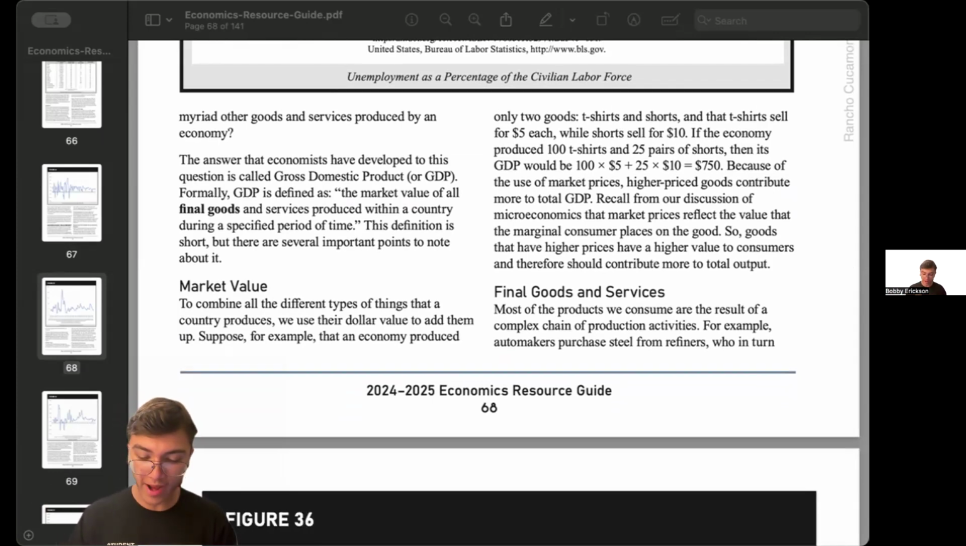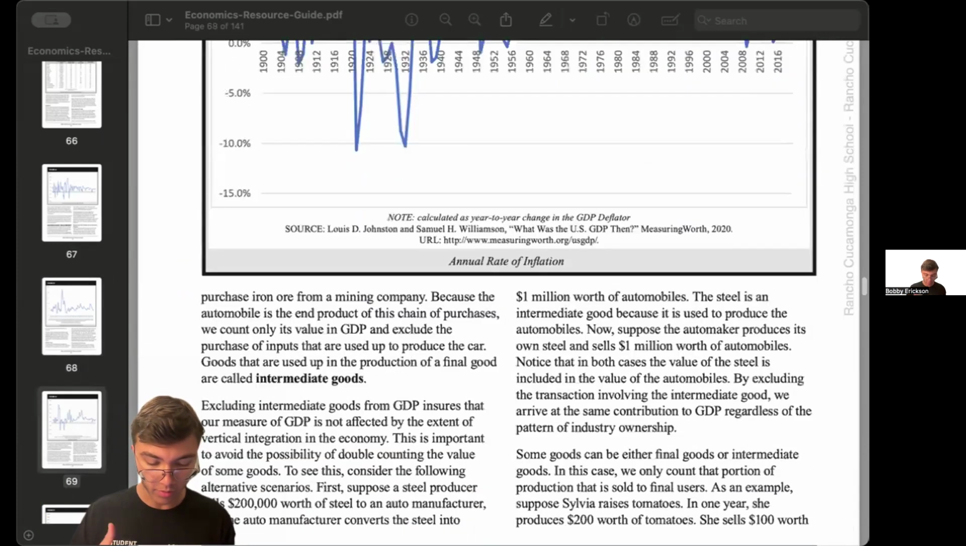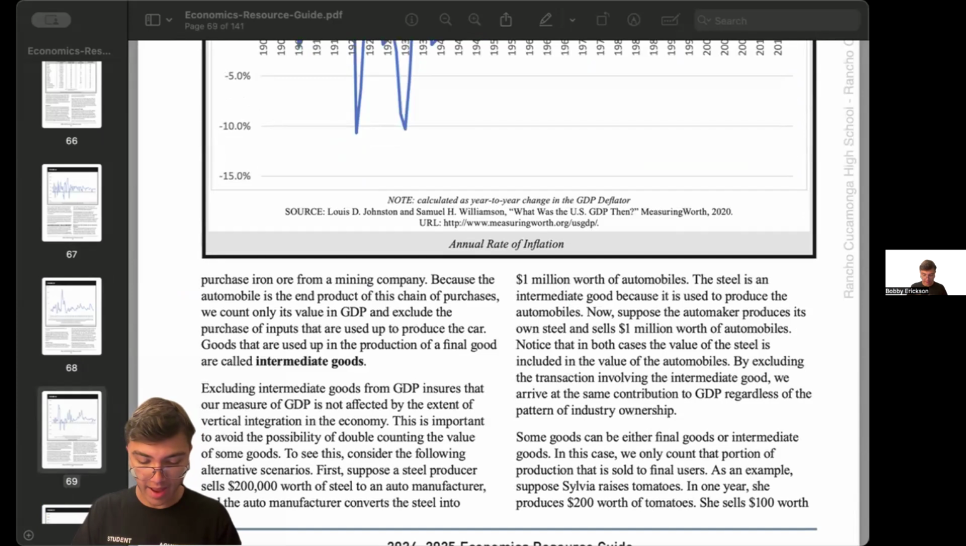Next up, we're going to talk about what final goods and services are. We understand what the value is now. Now we need to understand what goods are being included in GDP. There are a lot of different things that have to happen in order for us to consume the many different products that we have. Automakers purchase steel from refiners, who in turn purchase iron ore from a mining company, and the automobile is the end product of this chain of purchases. We count up only its value in GDP, and we exclude the purchase of inputs that are used up to produce the car.